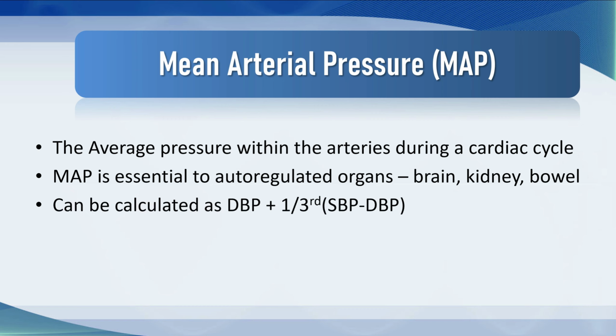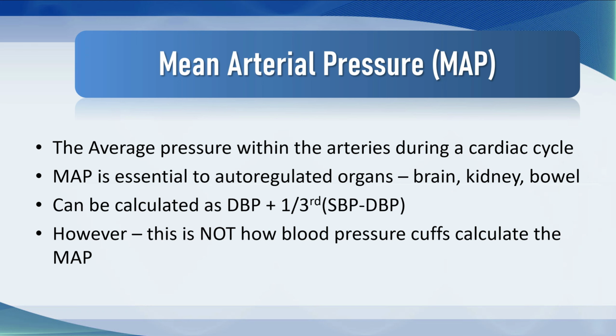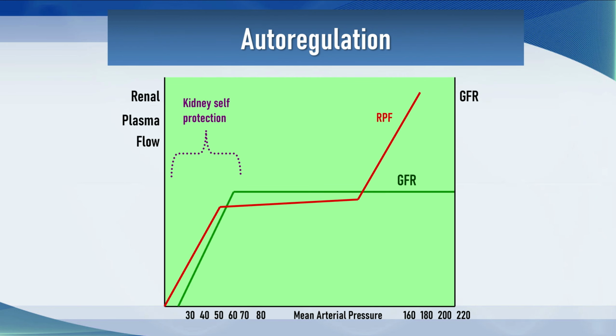The mean arterial pressure can be calculated as the diastolic pressure plus 1/3 of the difference between the systolic and diastolic pressure. I'll get back to that later on. Be aware that that is not how blood pressure cuffs measure mean arterial pressure, as I'll explain later on. An example of autoregulation is in the kidney glomerulus.